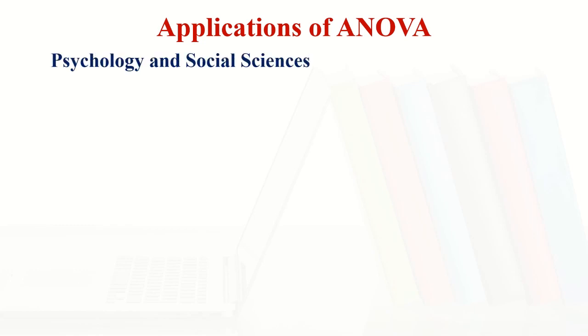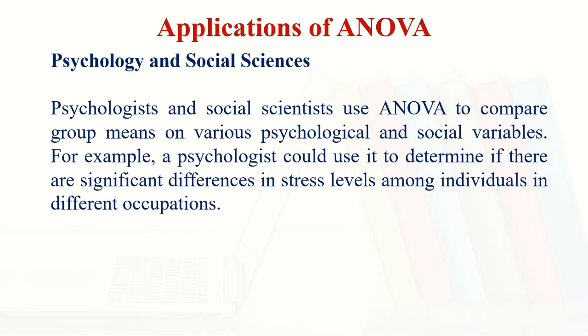Now, psychology and social sciences. Psychologists and social scientists use Anova to compare group means on various psychological and social variables. For example, psychologists could use it to determine if there are significant differences in stress level among individuals in different occupations.